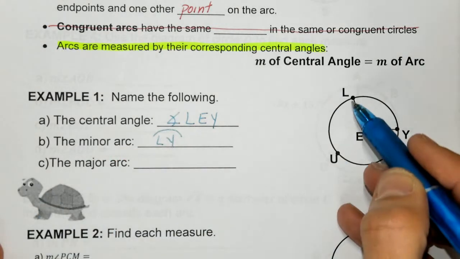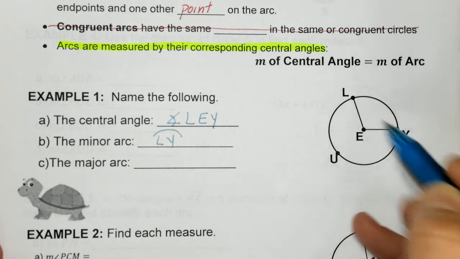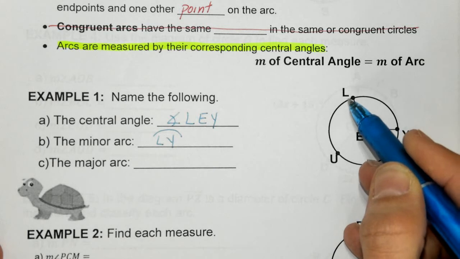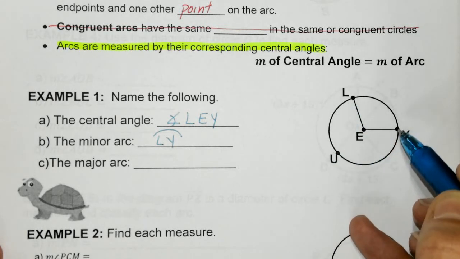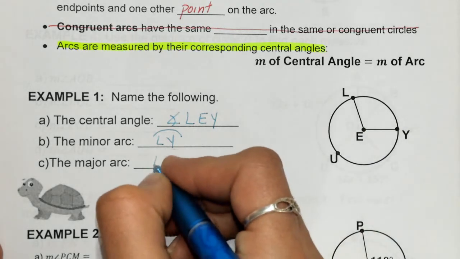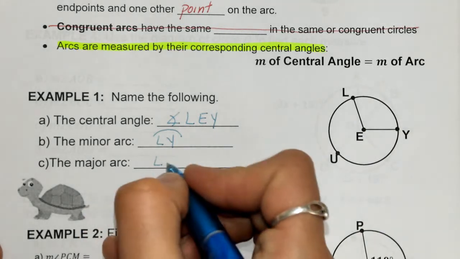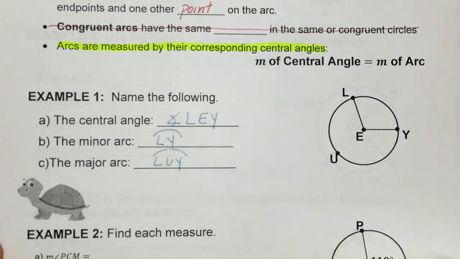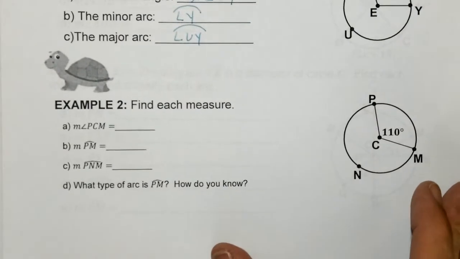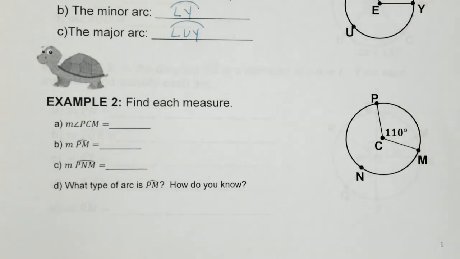Your major arc is going to be on the other side, and we have to use its endpoints and pick up another point on the way, so we name it arc LUY, or you can name it arc YUL as well, whichever direction you decide to go. So arc LUY.